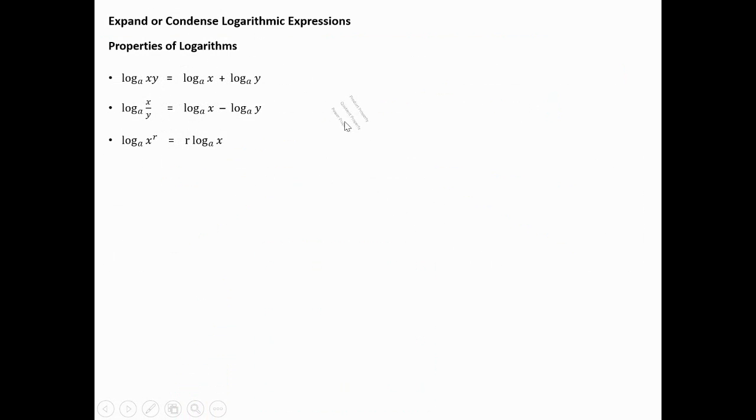Okay, now expand and condense logarithmic equations. These are more properties that are crucial for this section. This is called condensed, and this is called expanded. I believe in the 1324 book, they call this a single log and an expanded log. If you have log base a of x times y, you separate them by putting log a of x plus log a of y. So if it's multiplication and it's condensed, you can expand it and it will be addition.